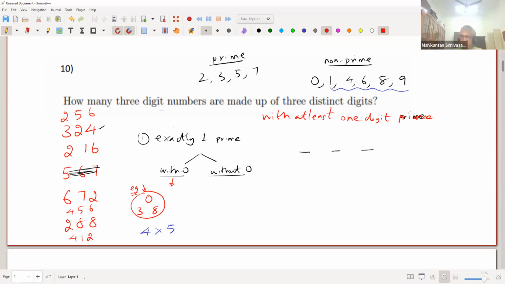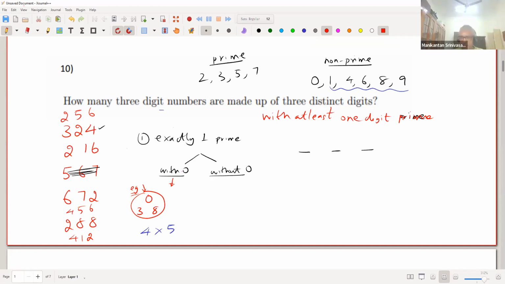Now I'll have to form a 3-digit number. How many 3-digit numbers can I form? Assuming 0 can be in the starting position, there can be 6. But 0 cannot be in the starting position. Therefore, I can make only 4 of them, right? Either 308, 380, 803, 830. So there are only 4 ways of arranging these chosen digits.